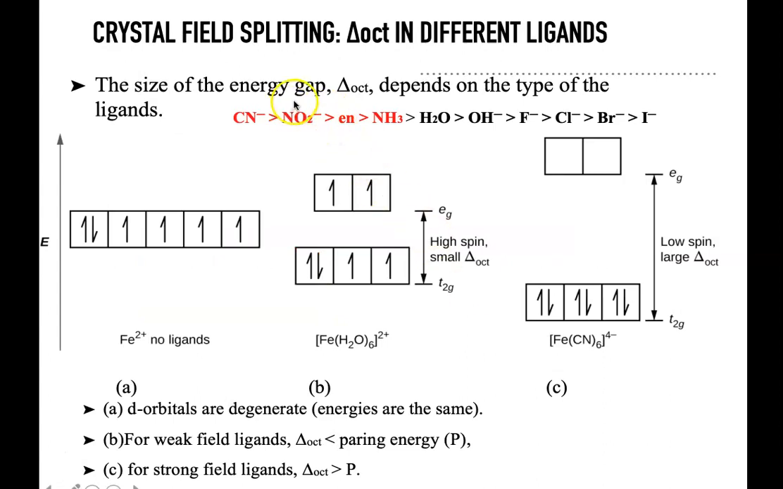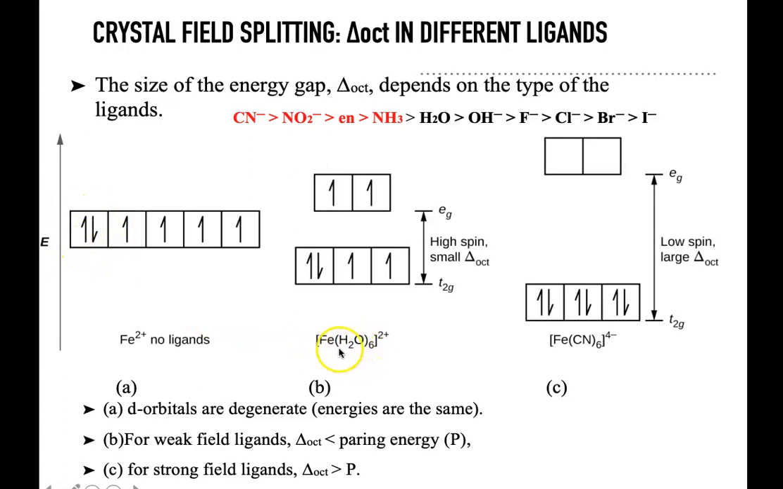So the size of the energy gap depends upon the type of the ligands. Let's see an example, iron 2 plus. Iron 2 plus has 6 electrons in the 3d subshell. So 1, 2, 3, 4, 5 of spin, and the sixth one is paired with the first one.